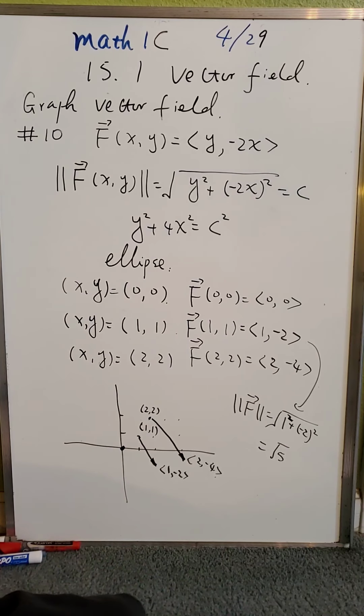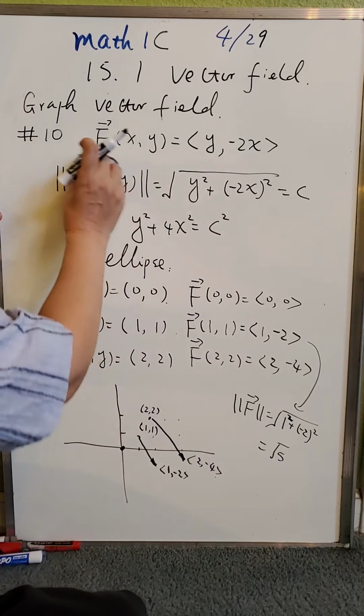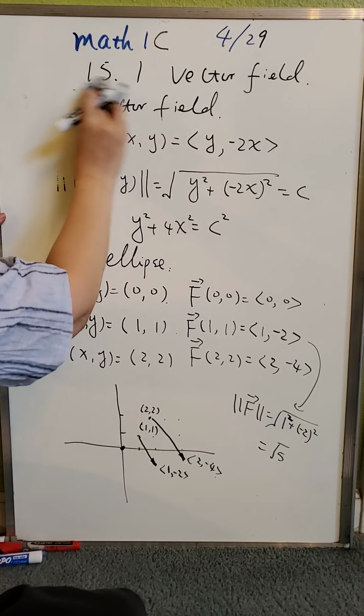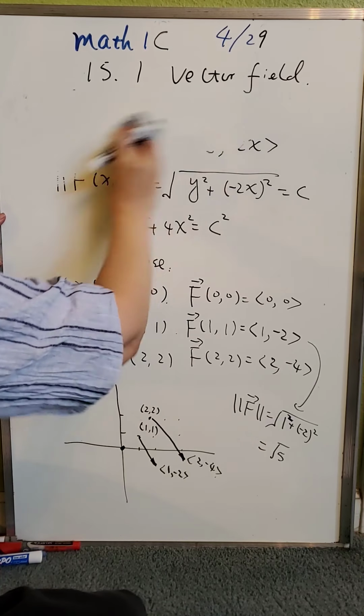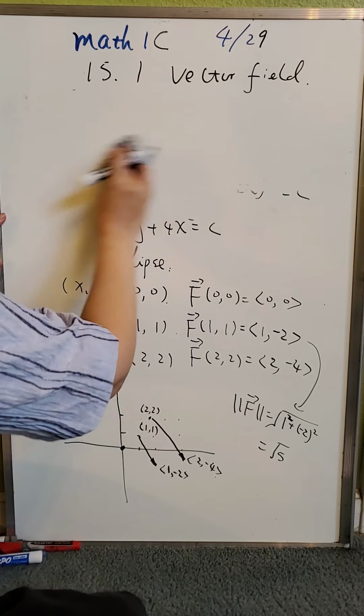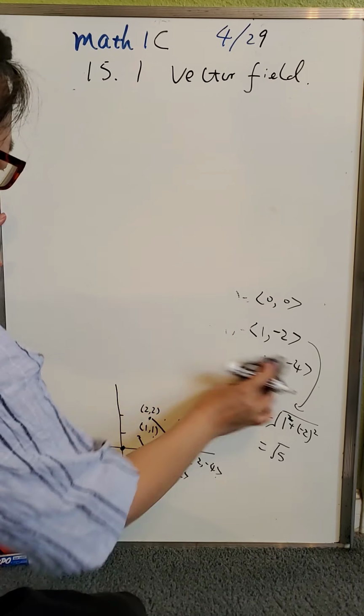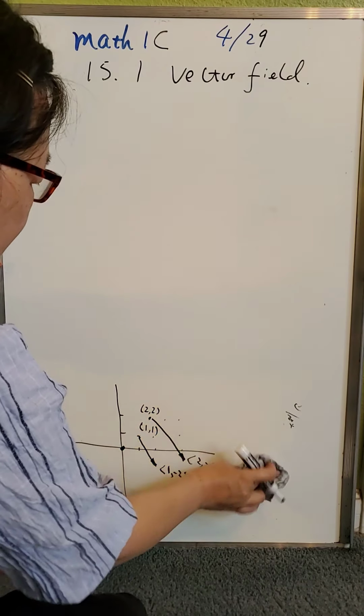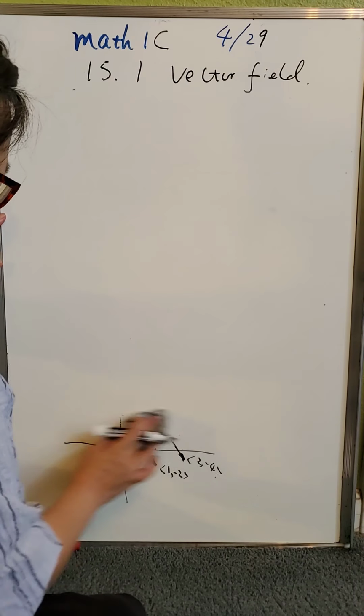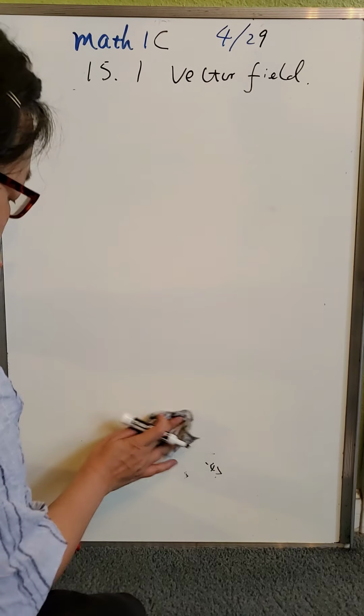So this is how to graph a vector field, okay? But of course, we're going to use a calculator graph, a computer graph. And if you use a computer graph, you can graph faster. But you still need to know what the shape is. The vector field looks a little bit like an ellipse.